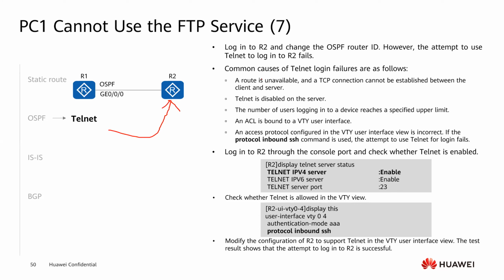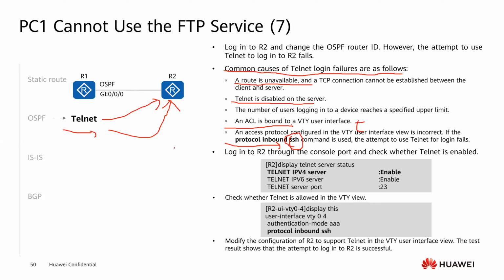But at the same time, we have another problem. R2 can't be telnetted. Common causes of telnet login failure are as follows. The route is unavailable, telnet is disabled on the server, or you configured an ACL, or in the VTY view you configured protocol inbound ssh. The command uses SSH, but because we use telnet, the type must be telnet.